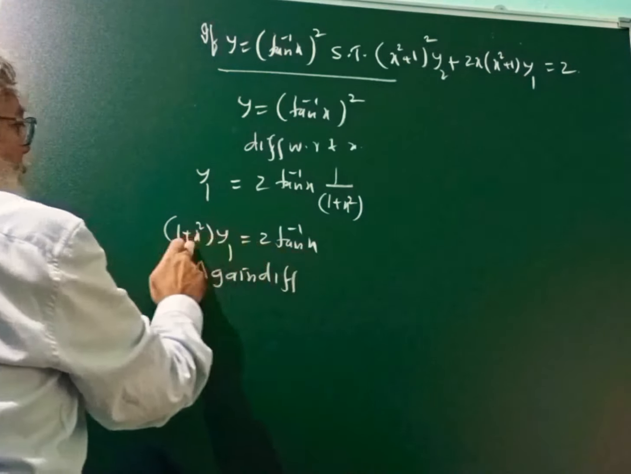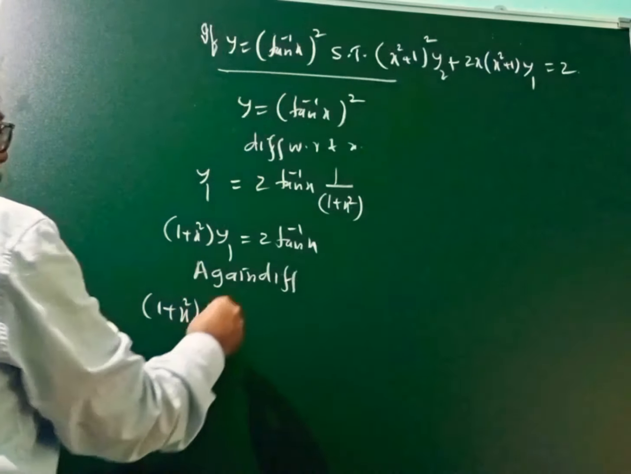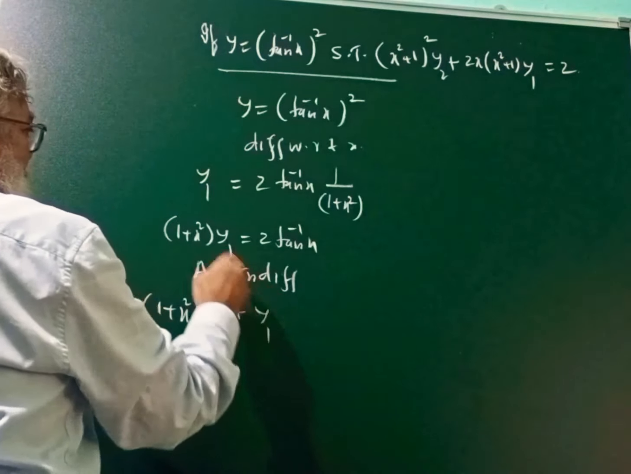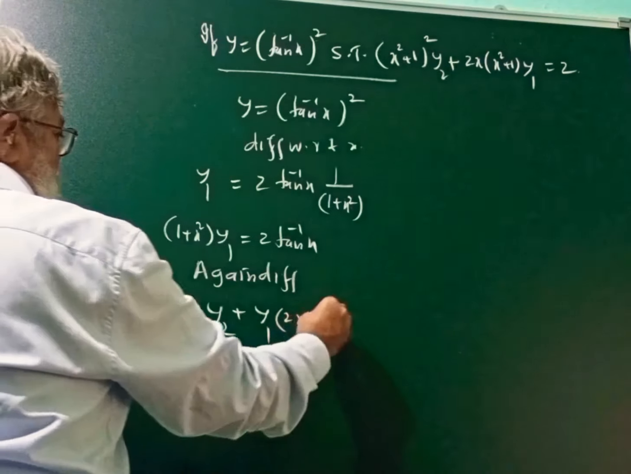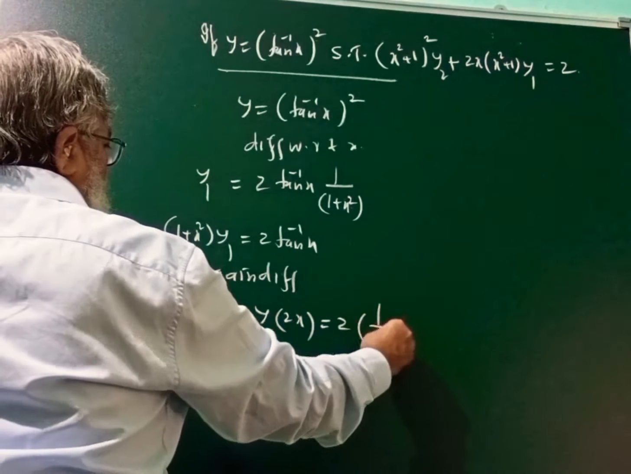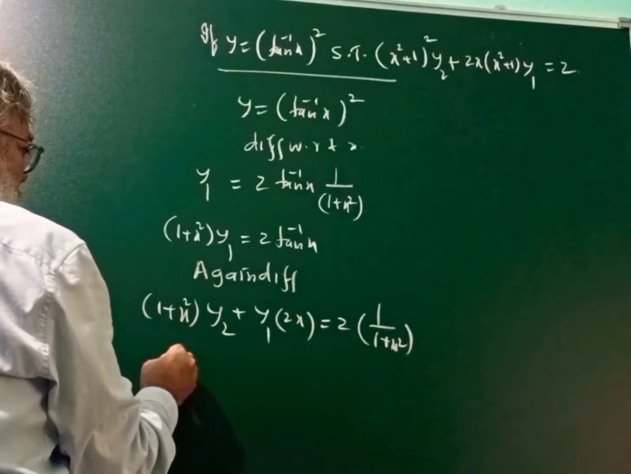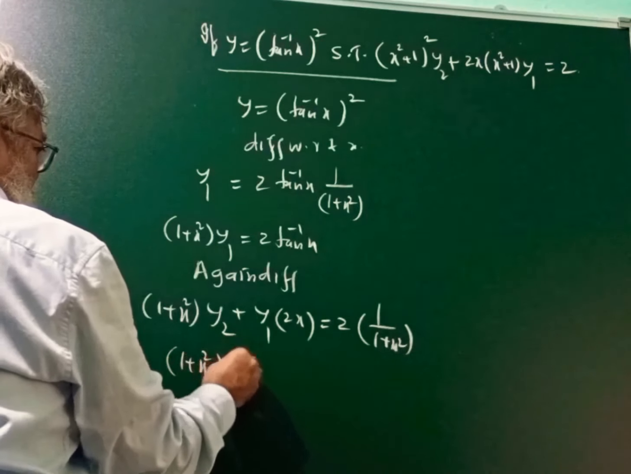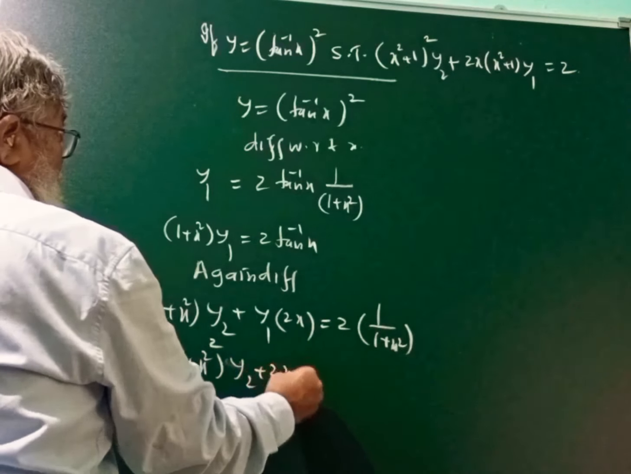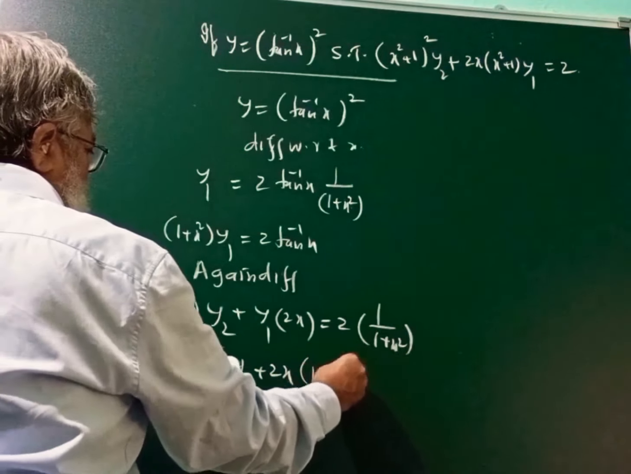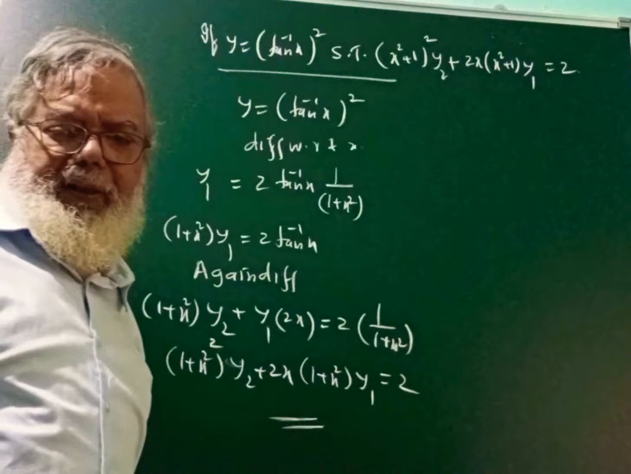Again differentiate. We have to apply product rule here. First function as it is, differentiation of y2, plus y1 as it is, differentiation of this bracket, 1 is 0, x square is 2x, is equal to 2 into 1 by 1 plus x square. To remove this, by cross multiplication we can write 1 plus x square whole square multiplying this y2 plus 2x into 1 plus x square y1 is equal to 2, which is the required answer for this.